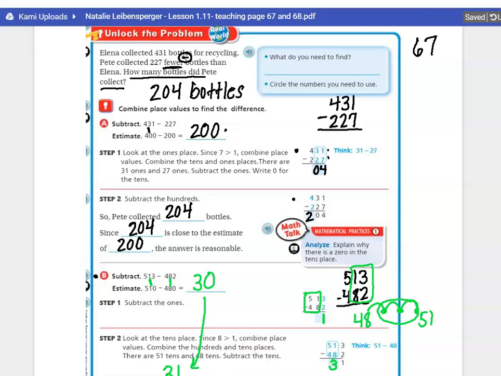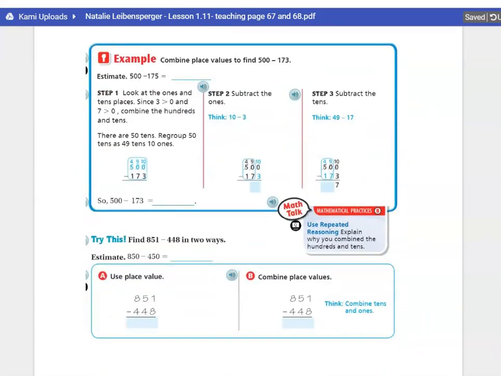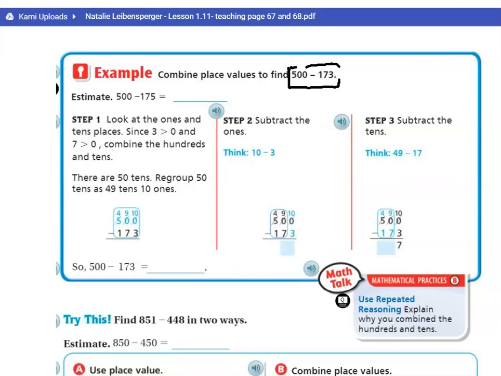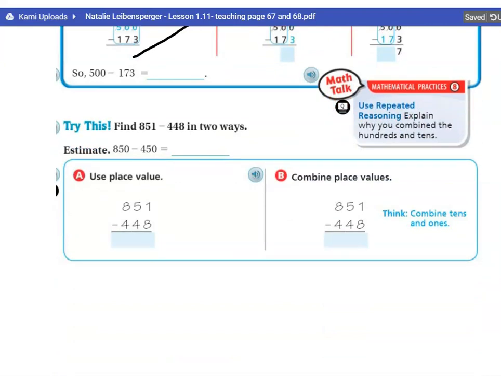Okay, let's try combining place values again. We're now on to page 68 in your book, so if you want to turn that page. We are not going to do this section right here for the combining place values. We're going to move down now to 2 other problems on page 68. We're going to practice our 2 ways to use place value.